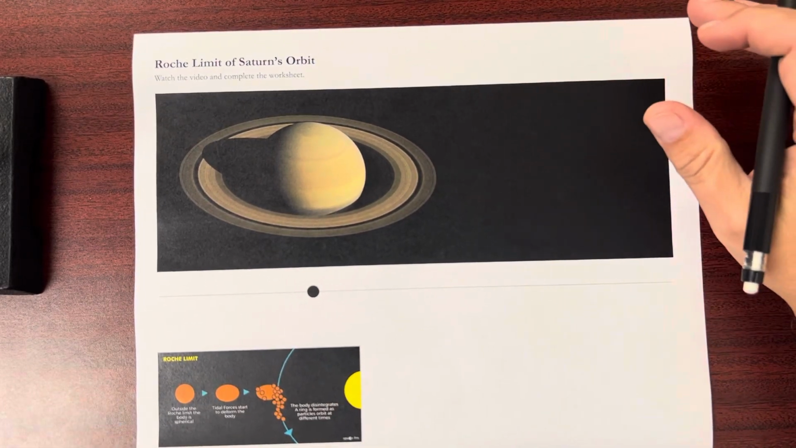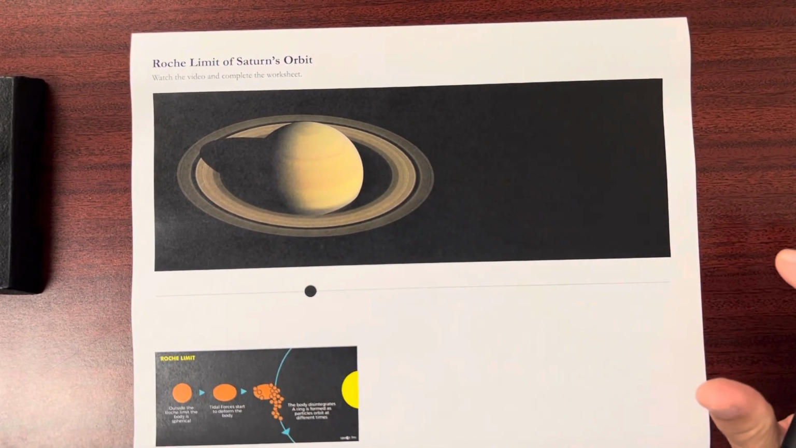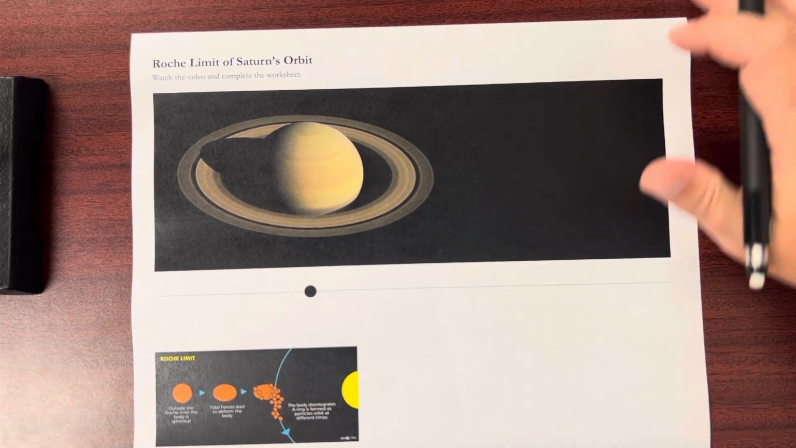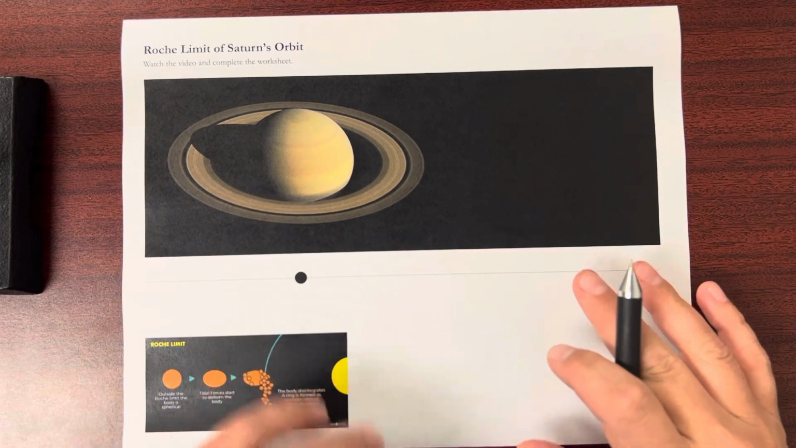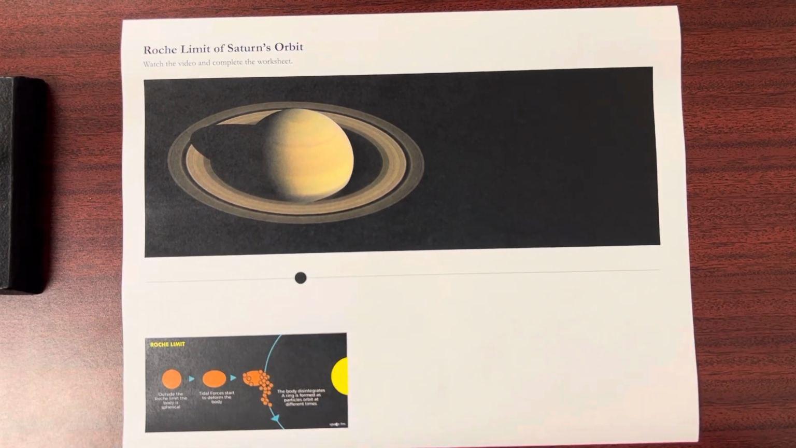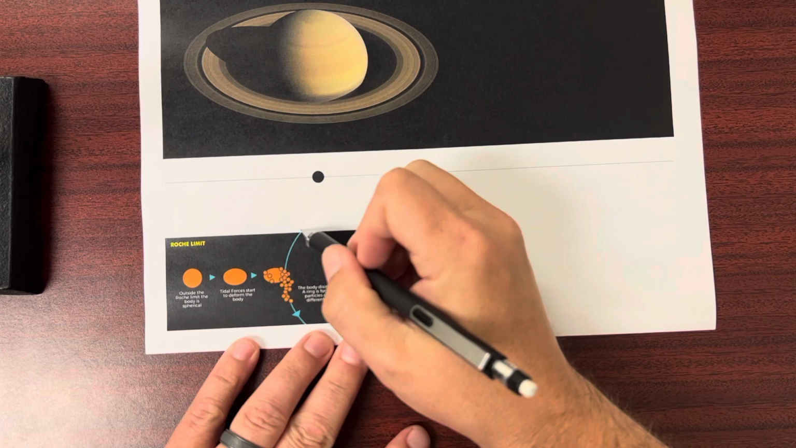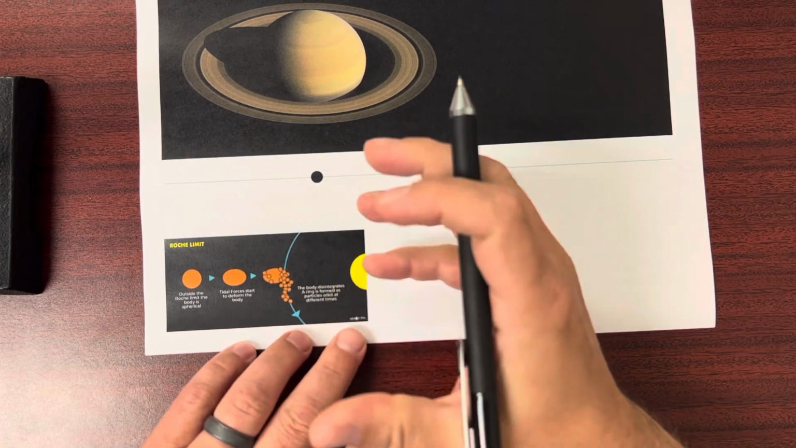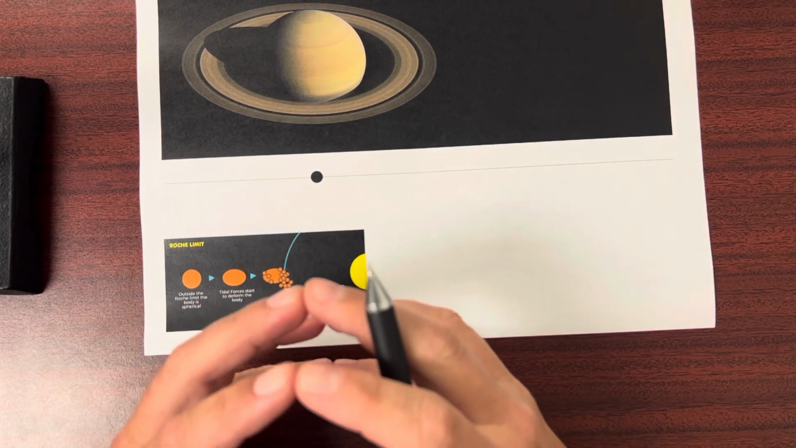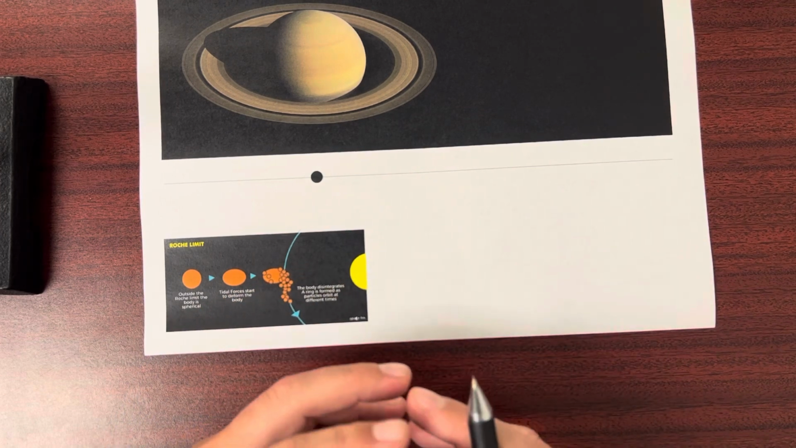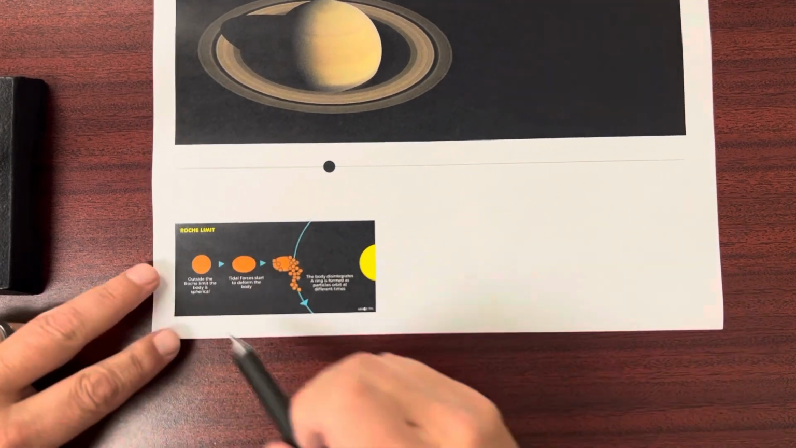Hello, I'm going to go over this worksheet, Roche limit of Saturn's orbit. And the Roche limit is something that all planets and stars would have. It's just this boundary, and there's an image of it down here, where a normal moon or satellite, if it gets too close, once it hits that Roche limit, it'll start to break apart. And we see that here.